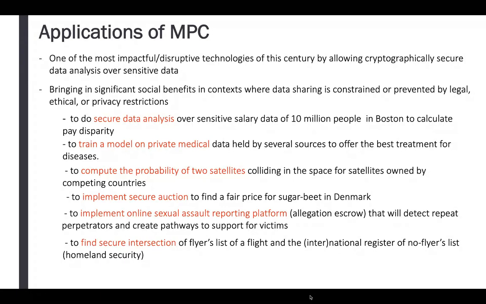So, that's another application of MPC. And there are many, many other applications. There are myriad applications.